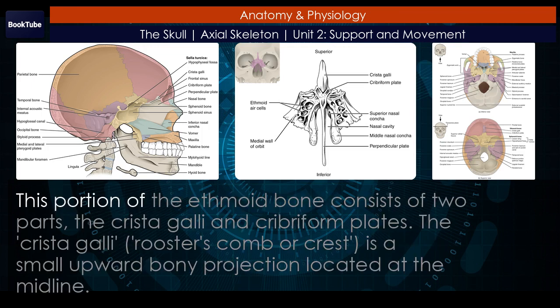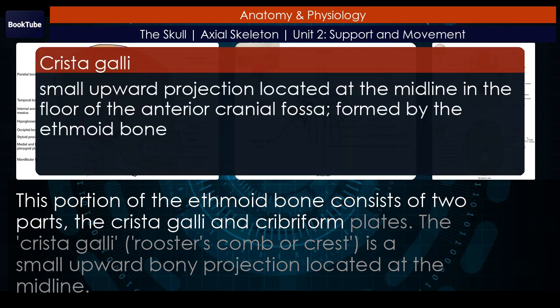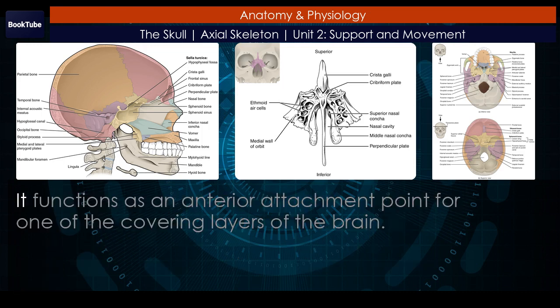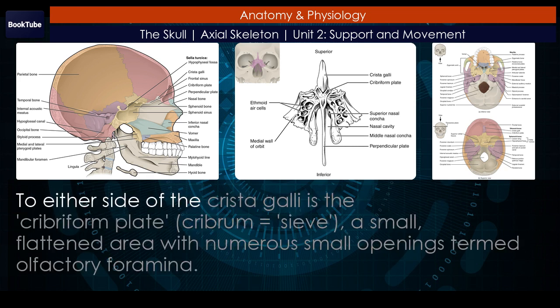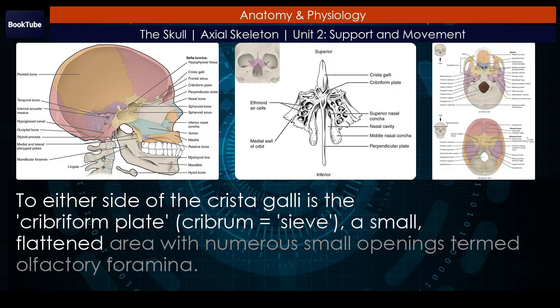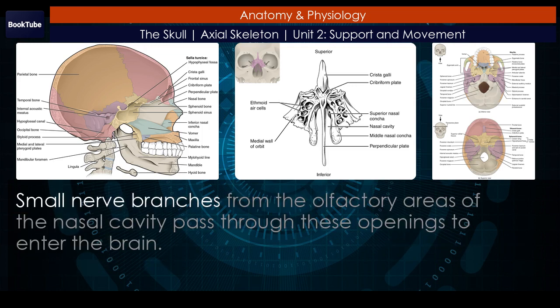This portion of the ethmoid bone consists of two parts: the crista galli and cribriform plates. The crista galli, rooster's comb or crest, is a small upward bony projection located at the midline. It functions as an anterior attachment point for one of the covering layers of the brain. To either side of the crista galli is the cribriform plate. Cribrum equals sieve, a small, flattened area with numerous small openings termed olfactory foramina. Small nerve branches from the olfactory areas of the nasal cavity pass through these openings to enter the brain.